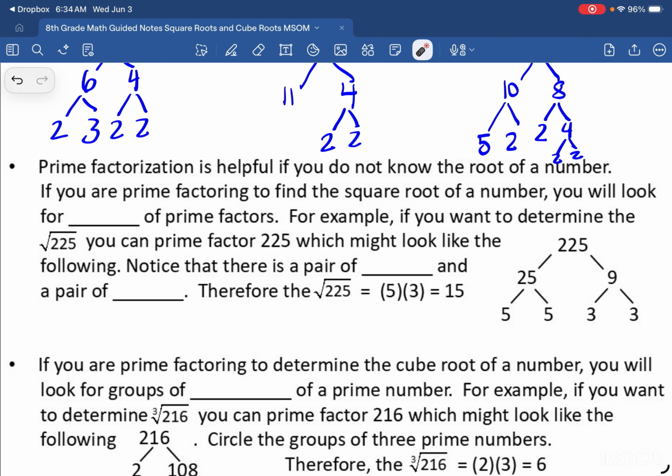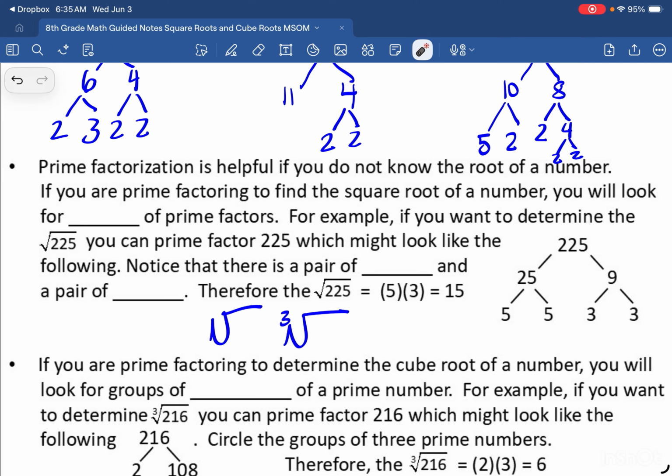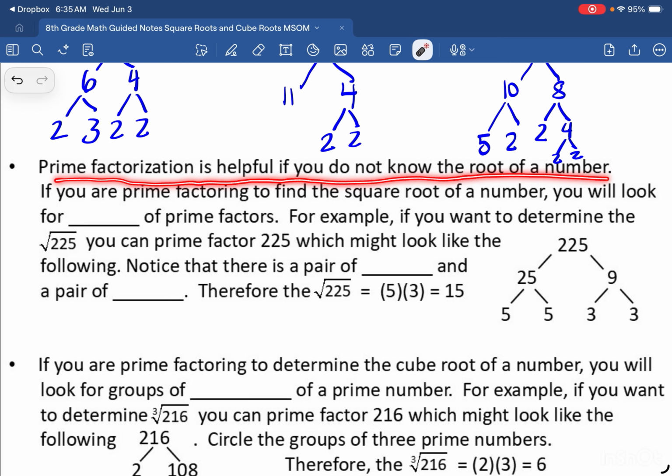Now, honestly, if you can use your calculator to find the square roots and cube roots of larger numbers, the symbols will look like a square root symbol and then the cube root symbol. Then that's a good way to go. However, this is a method you can use if you don't have your calculator or you are not allowed to use it on an exam. Prime factorization is helpful if you do not know the root of a number.